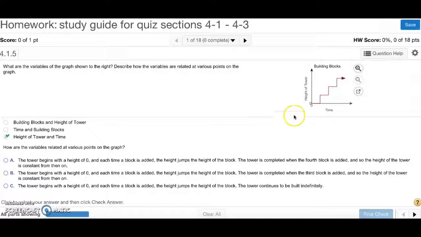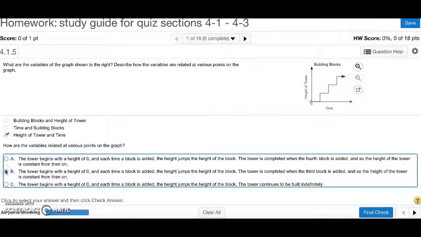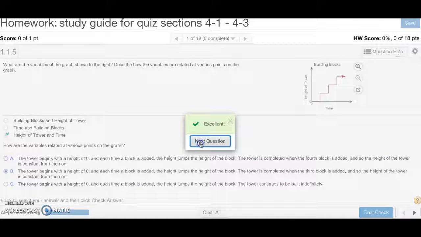Now how they're related. Over time, the height is increasing. The height doesn't increase right at the beginning of time. Time goes by first before the height increases. So the height begins at 0, and there are 1, 2, 3 blocks being added, and once the third block is added, the height of the tower remains the same. So B is going to be our choice.